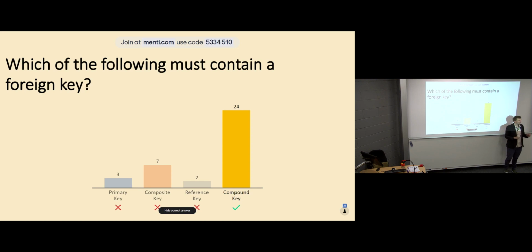Composite keys don't need that. They could just be two columns in a table. Yeah, they don't need to be foreign keys. A reference key doesn't exist, that's not a thing. I'd argue that's probably the closest thing you have to a foreign key, but that's a term that just doesn't exist. And primary key doesn't have to contain a foreign key, same as last time. It can just be columns within the same table.